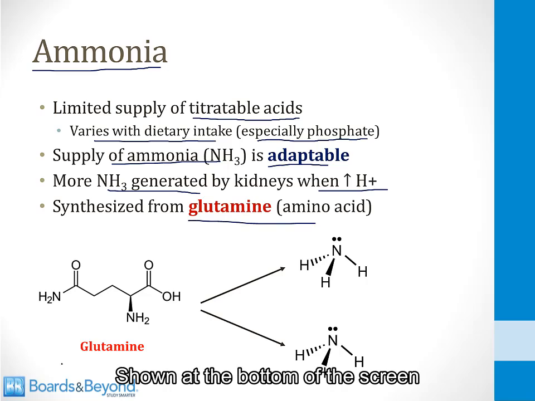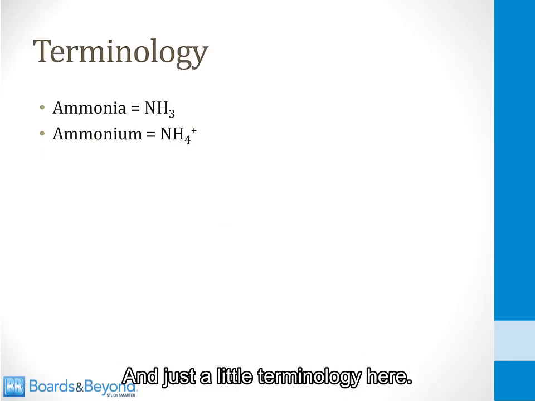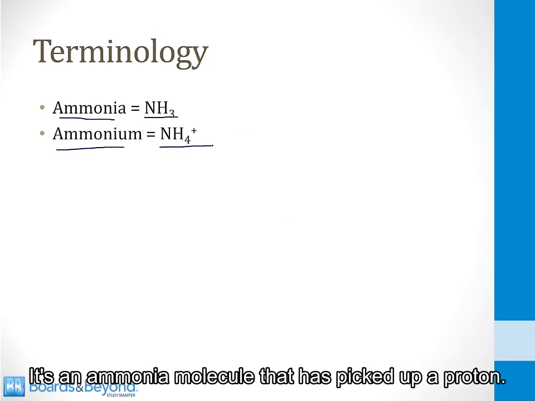Ammonia is synthesized from glutamine, an amino acid. Shown at the bottom of the screen is the structure of glutamine. It can be broken down to form 2 ammonia atoms. Now, just a little terminology here. Ammonia is NH3. Ammonium is NH4. It's an ammonia molecule that has picked up a proton.